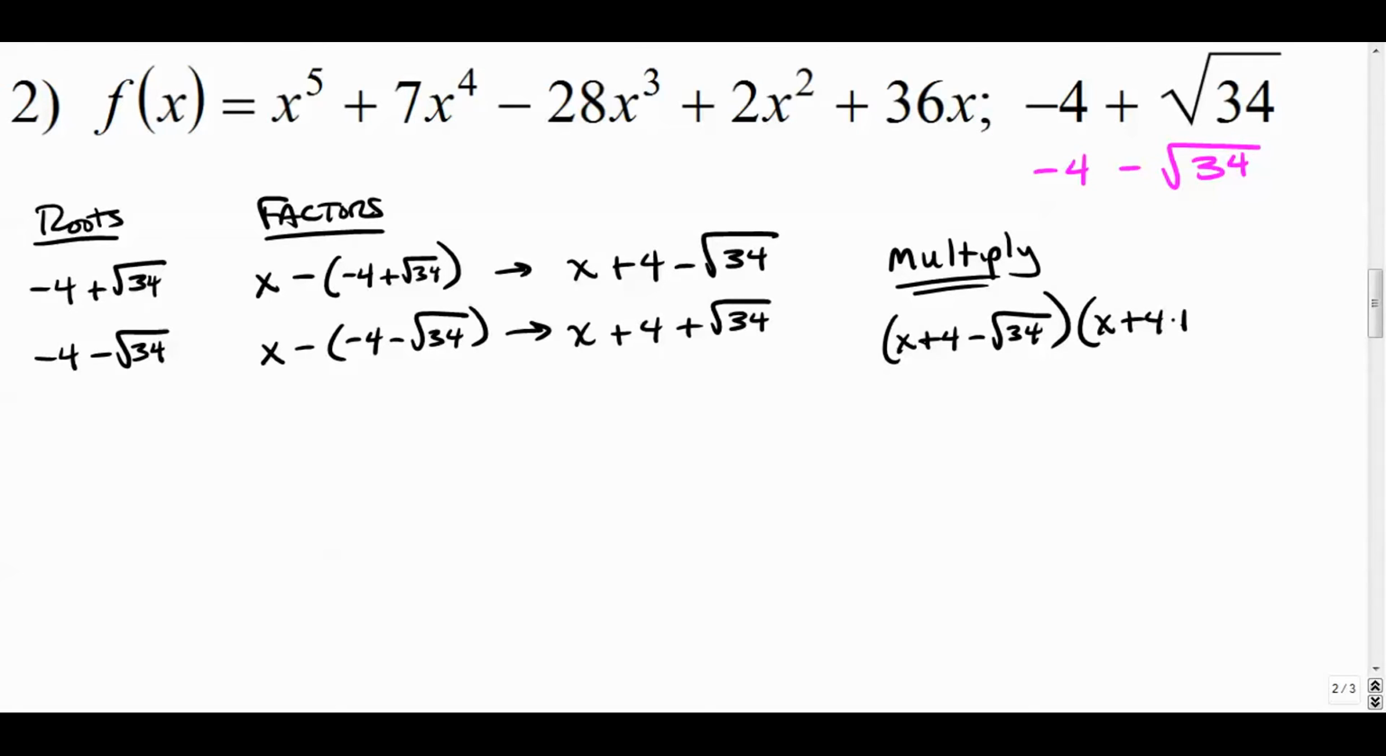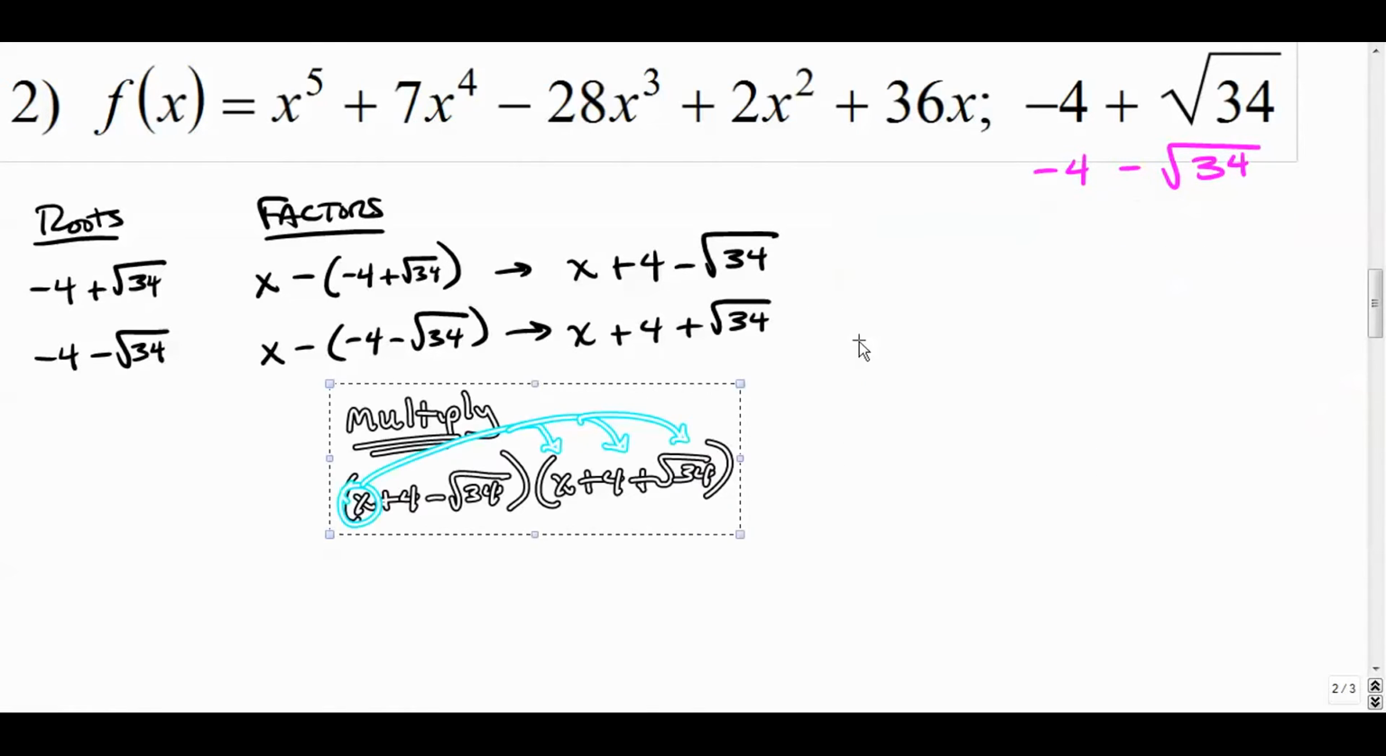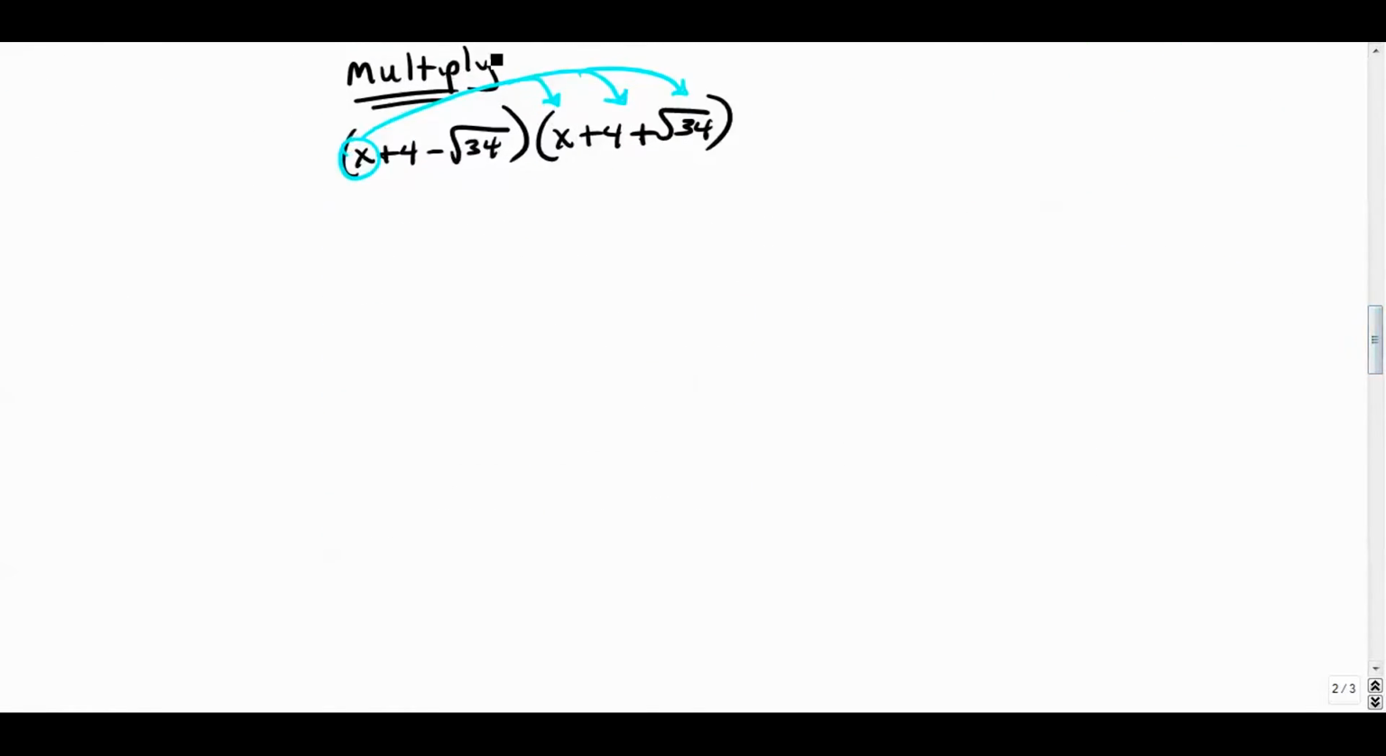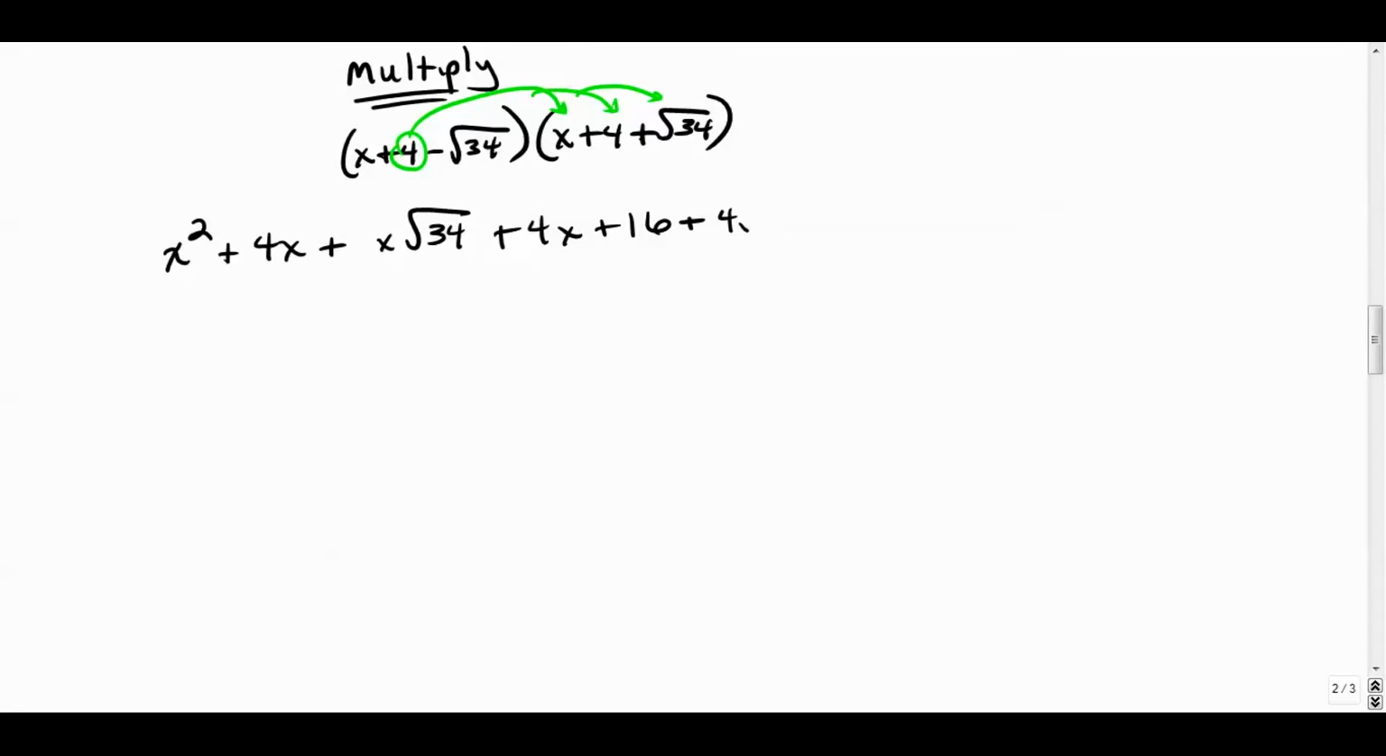So if I multiply these two together, it's like a triple distributive property. What I'm going to do is take this term, multiply it by x, by 4, and by radical 34. And I'll probably just move this down here a little bit so I can get more room. So x times x is x squared. X times 4 is 4x, and x radical 34. Alright, the next distributive property is 4 times all three terms. So it's plus 4x plus 16 plus 4 root 34.